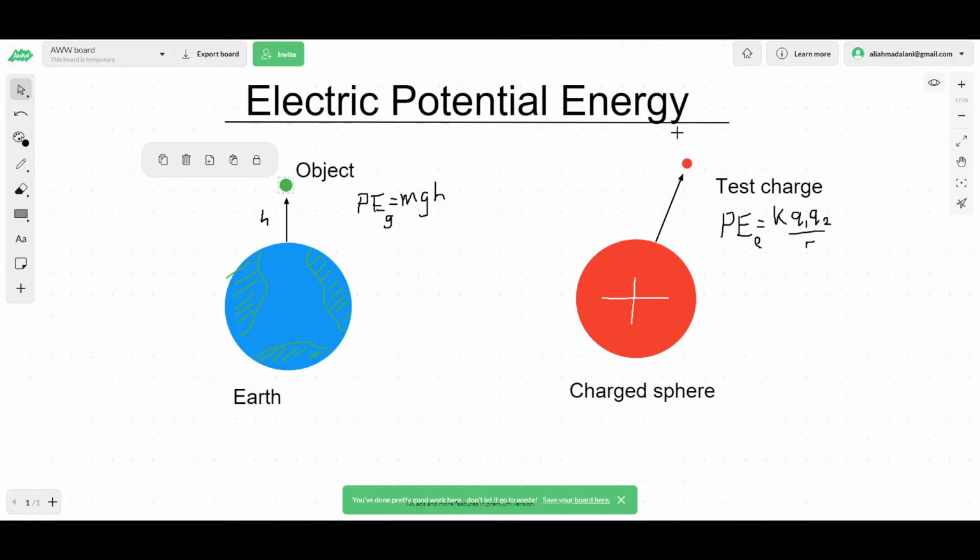Very similar to that, if we were to have a test charge at some distance from a larger charged sphere, what we're also going to have is electric potential energy. Now, just like gravitational potential energy, the distance r from the charged sphere to the test charge, if we increase that, we're also going to change the potential energy. So the point I'm trying to make is that the position of an object relative to Earth and the position of a test charge relative to a charged sphere is what is going to determine the potential energies, either gravitational or electric in those cases.